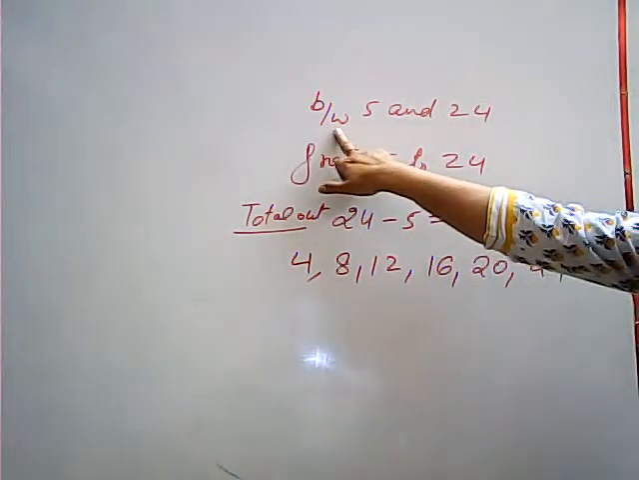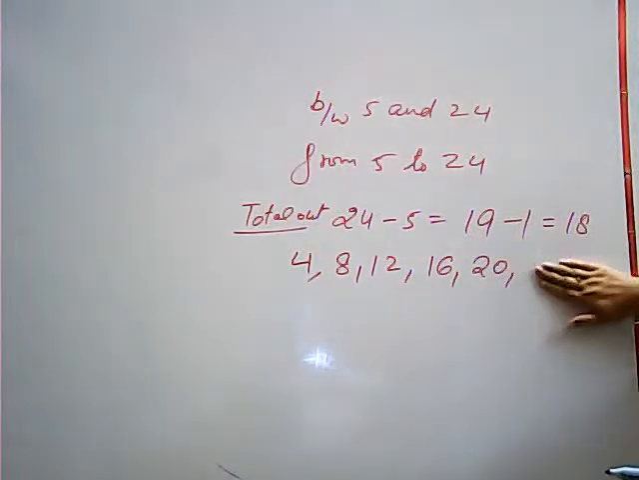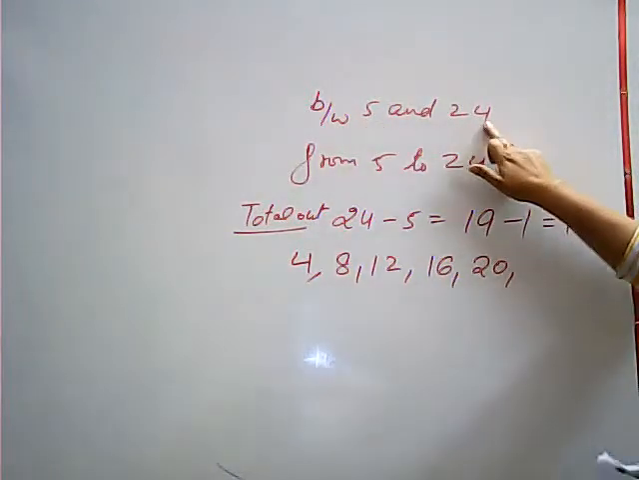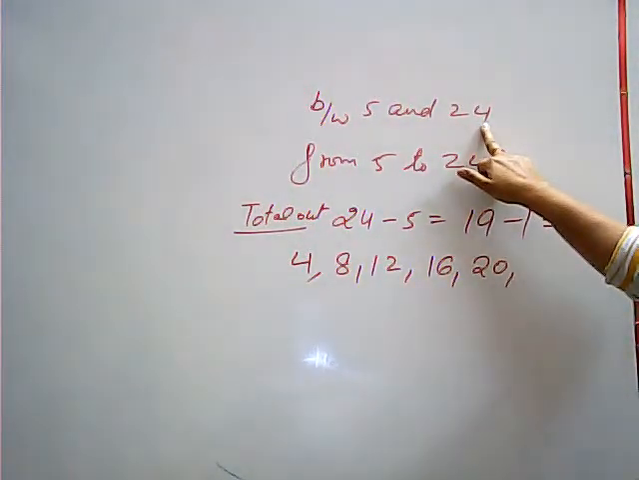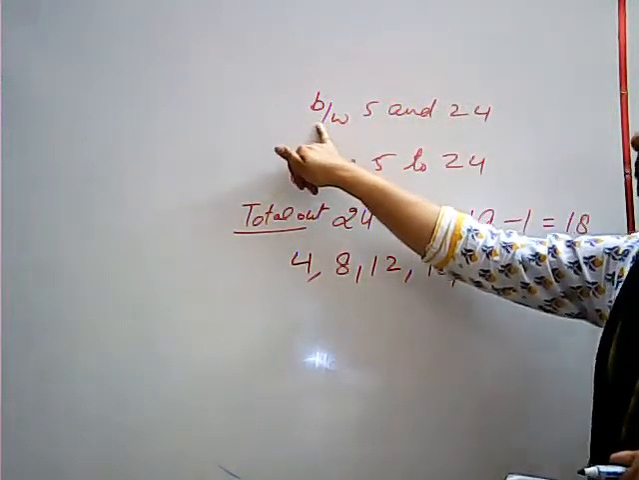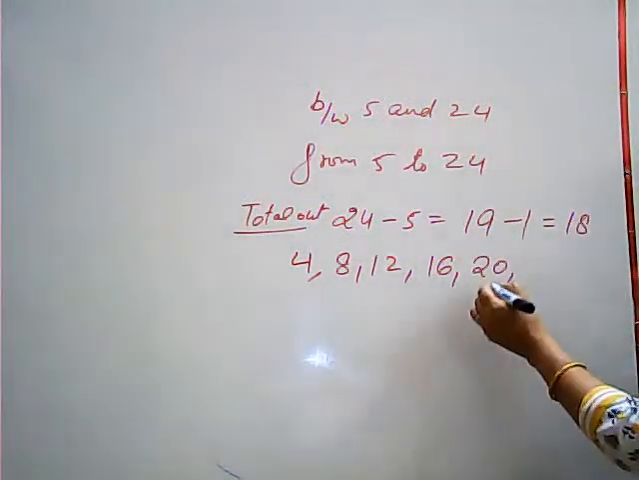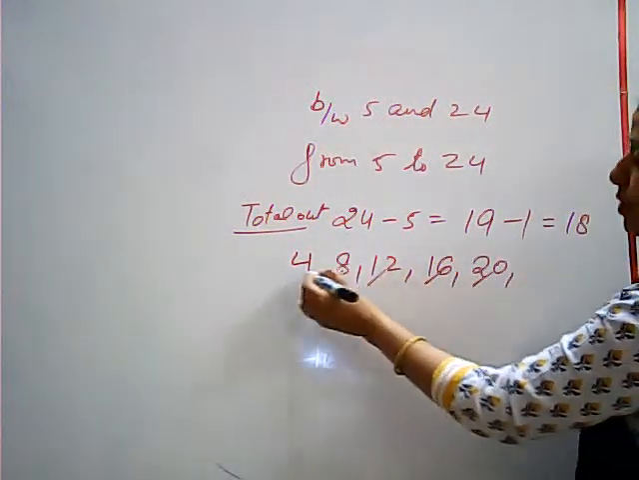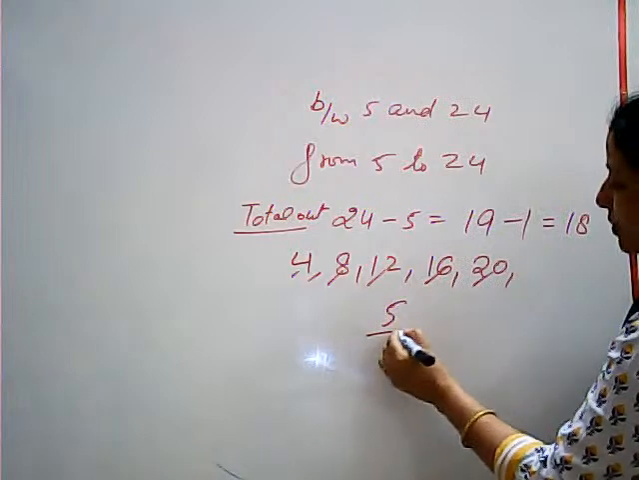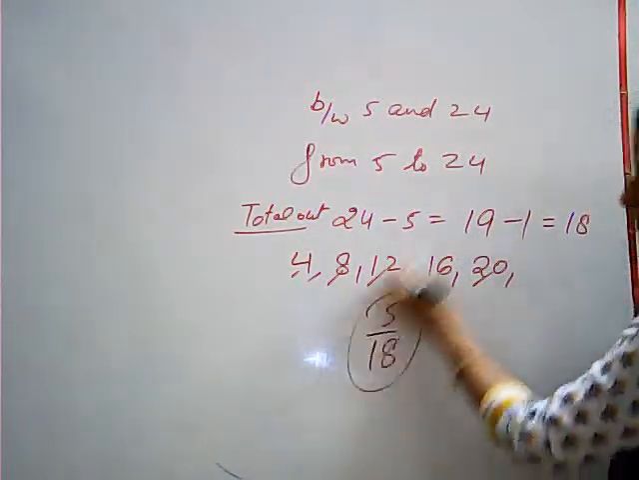But whenever it is the case of between, you will not include 5 and 24. So make this clear: whenever it is the case of between, you will not include 5 and 24. So the numbers are 1, 2, 3, 4, 5. So 5 over 18 is our answer.